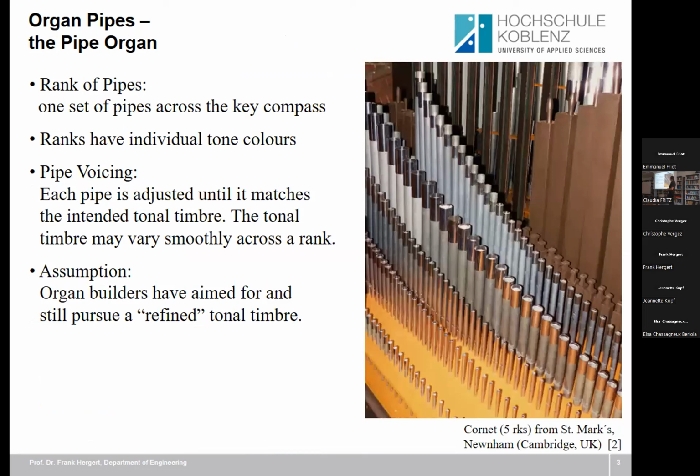So this picture shows a nice example of different ranks of pipes. Here on this picture there should be 5 ranks of pipes. You see there are smaller and taller pipes, metal and wooden pipes in the back. And in the organ, you need 1 pipe for each tone. So if you want to play the whole keyboard with 61 keys, 5 octaves, you need 61 pipes.